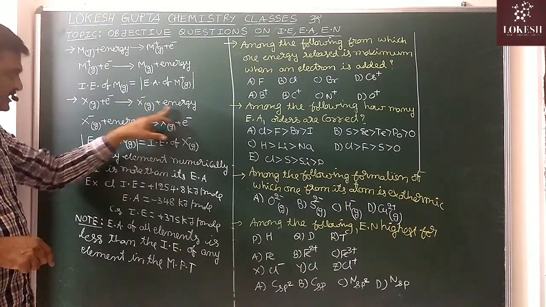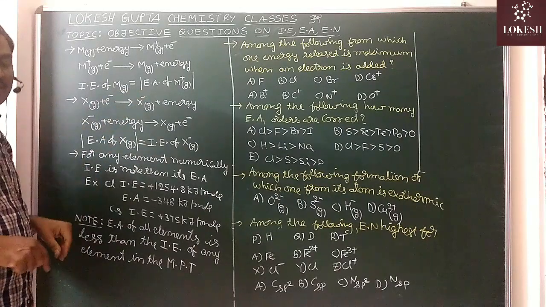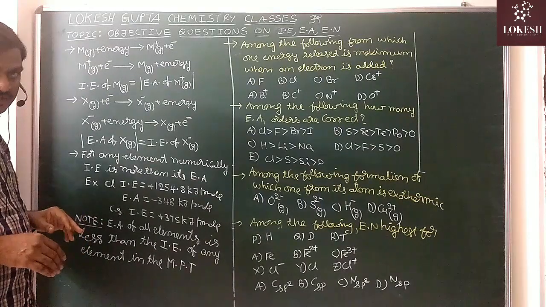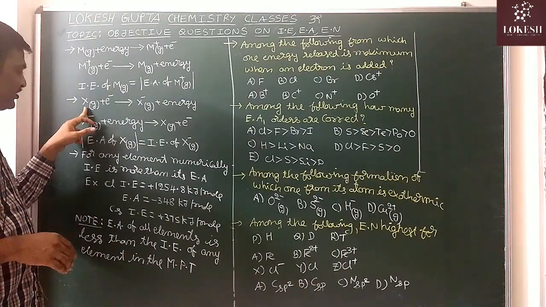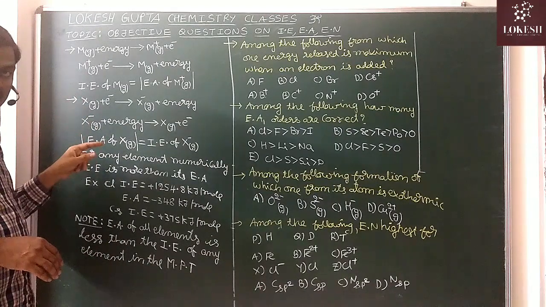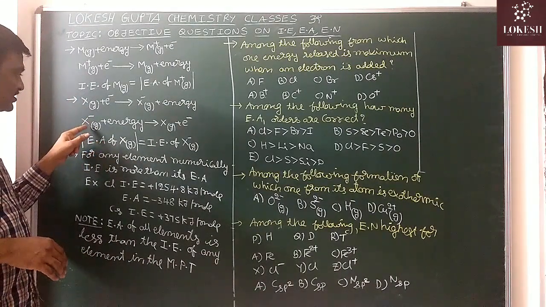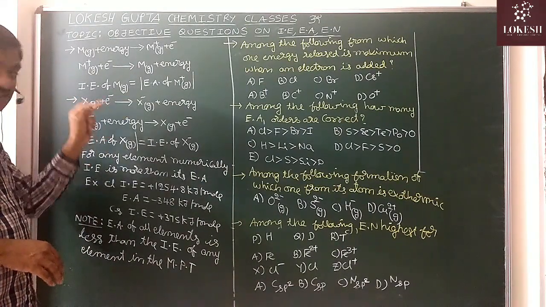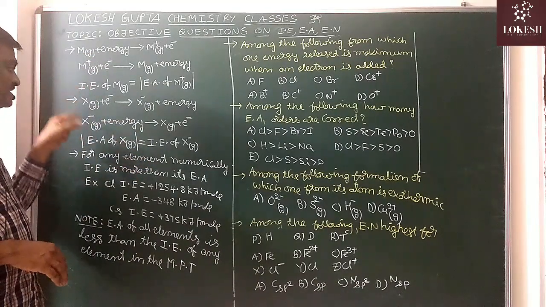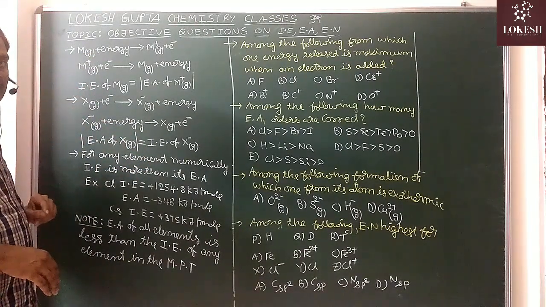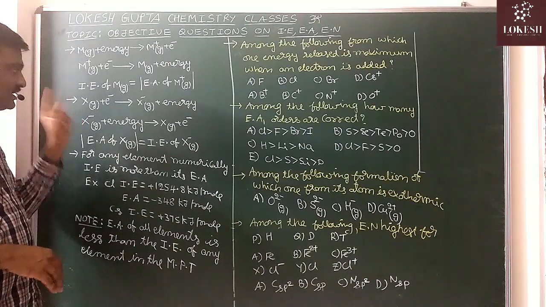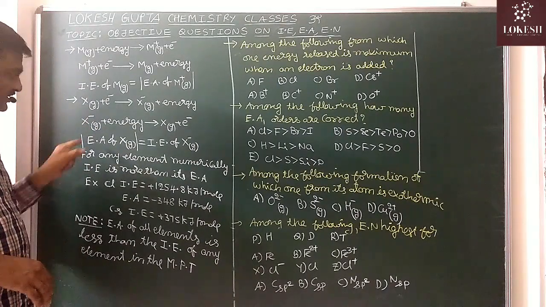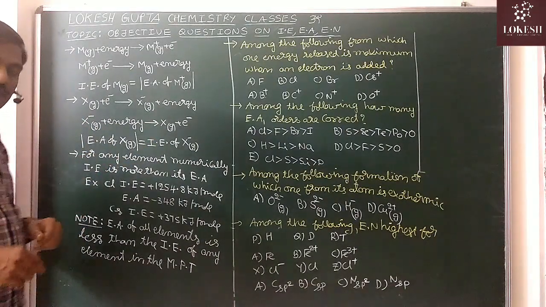This released energy and this absorbed energy are both numerically equal. So from these two equations, what is the conclusion? Electron affinity of X is numerically equal to ionization energy of X minus. In the electron affinity of X, what is the product? X minus. That product's ionization energy is numerically equal. So electron affinity of X gas is numerically equal to ionization energy of X minus gas.